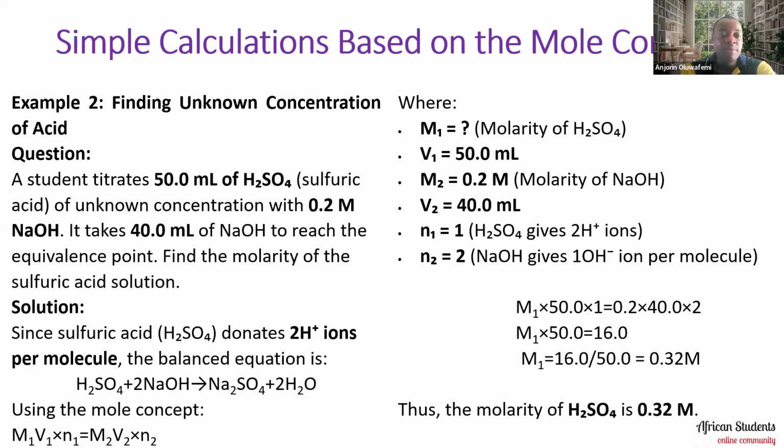Then the number of moles of the acid that reacted is just one, whereas the number of moles of the base that reacted is two. So based on that, we bring in our formula and make M1 the subject of the formula, and if you do the calculation properly, you will end up having 0.32 molar. So the molarity of H2SO4 in that particular titration is 0.32 molar.